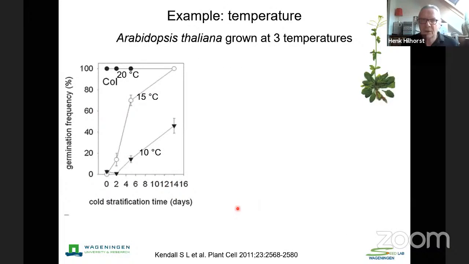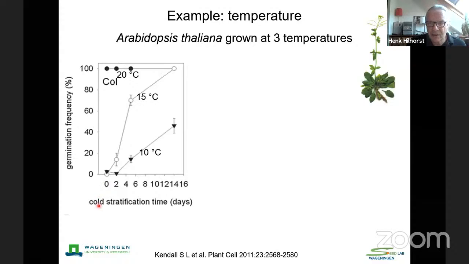Now I have one example here that shows it very well. Again, this is Arabidopsis thaliana, not a crop, but a very useful model species. This is the plant, it's a wild species. What you see here is the germination frequency, germination percentage, of seeds from plants that were grown at 20 degrees, plants that were grown at 15 degrees, and plants that were grown at 10 degrees Celsius. And here you see the number of days to break dormancy.